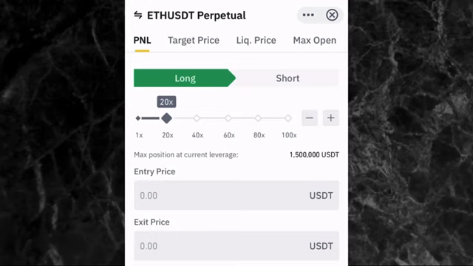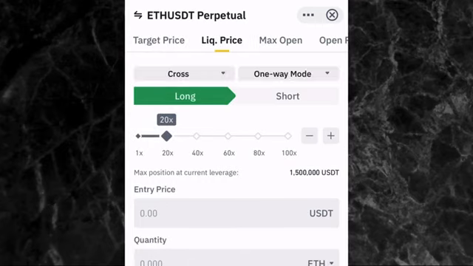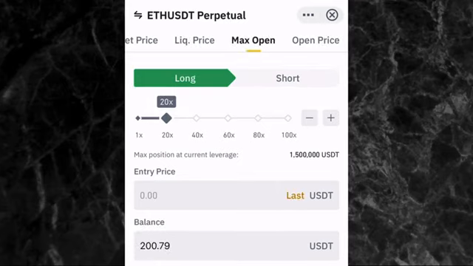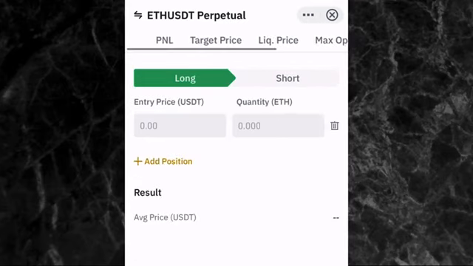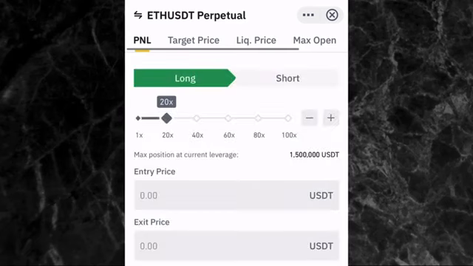As you can see at the top of the screen, you can calculate PNL. PNL means profit and loss. You can calculate your target price. Target price means the price at which you want to take your profit. Liquidation price means the price at which you are going to get liquidated, and you can also calculate your max open and your open price. Now for this video, I'm going to be showing you how to calculate your PNL and target price. It's just the same process for the other ones. I don't want this video to be too long.